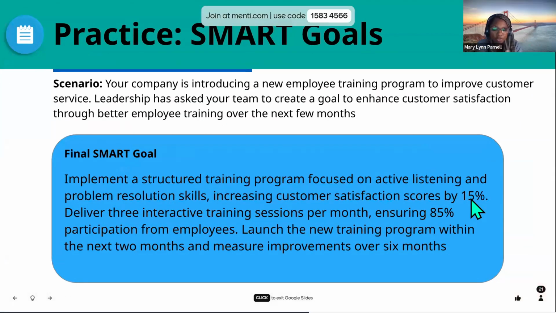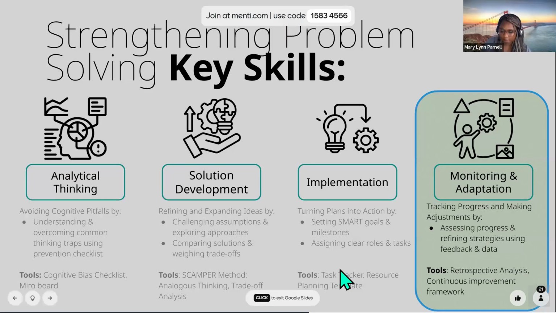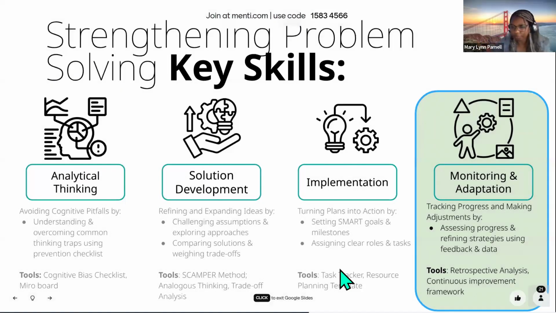And in the end, our final SMART goal becomes something like this: implementing a structured training program focused on active listening and problem resolution skills, increasing customer satisfaction scores by 15%. Deliver 3 interactive training sessions per month, ensuring 85% participation from employees. Launch the new training program within the next 2 months and measure improvements over the next 6 months. So, round of applause for everyone. We have successfully done SMART goals, which is great.